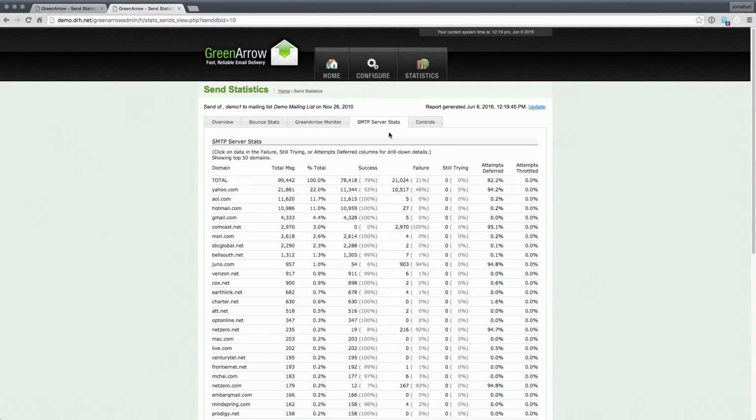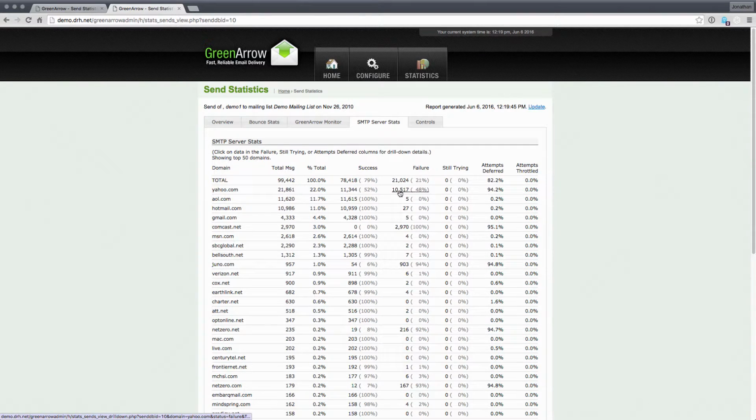The SMTP server stats page gives us the full detail of what happened when GreenArrow tried to deliver messages to the different ISPs. Here we can see the top 50 domains sorted by the total number of messages sent to each domain. In this example, Yahoo was the domain that we sent the most messages to. It represented 22% of the list, and we had a success rate of 52%. When a message is successfully delivered to the ISP, there's no additional data. It was just accepted and that's all we really know about it.